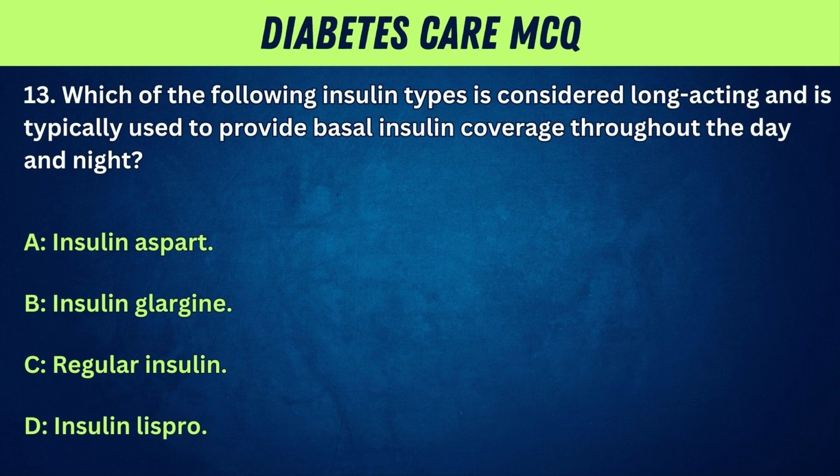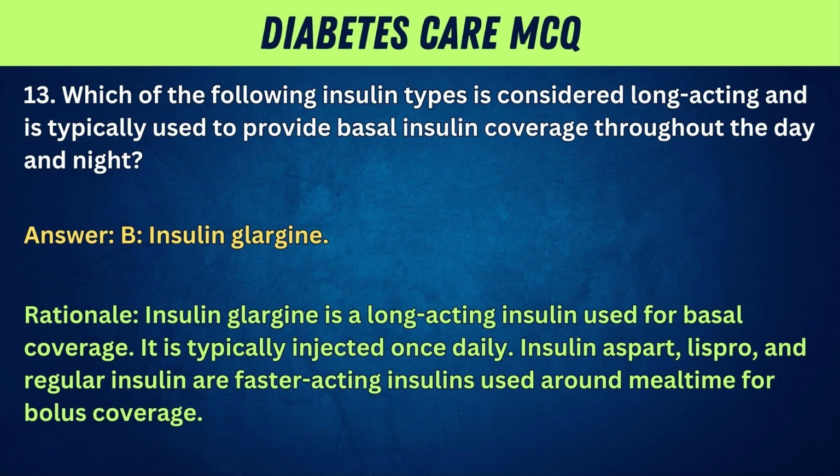13. Which of the following insulin types is considered long-acting and is typically used to provide basal insulin coverage throughout the day and night? A. Insulin aspart. B. Insulin glargine. C. Regular insulin. D. Insulin lispro. Answer: B. Insulin glargine. Rationale: insulin glargine is a long-acting insulin used for basal coverage.